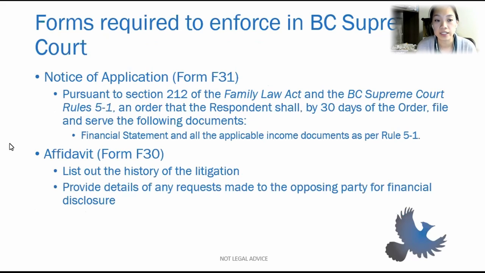In the Supreme Court, you need at least 2 documents: the notice of application and the affidavit. In the notice of application, I've written out the wording here where you would put it under orders sought. So pursuant to section 212 of the Family Law Act and the BC Supreme Court Rules 5-1, an order that the respondent, or an order that the claimant if your client is the respondent, shall, within 30 days of the order, file and serve the following documents.